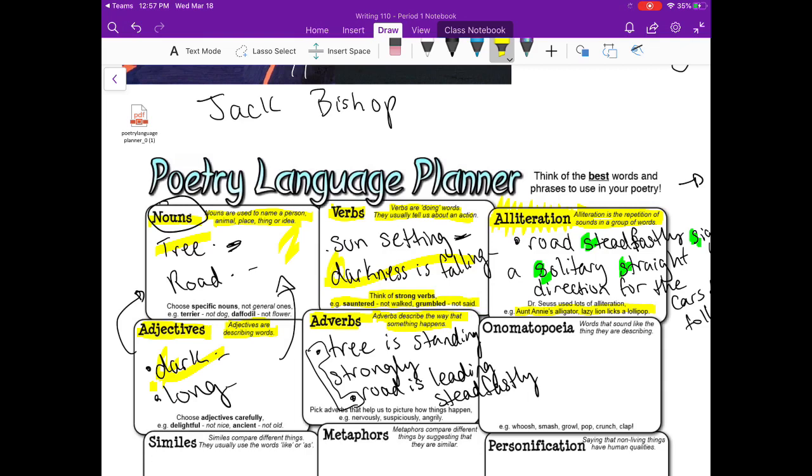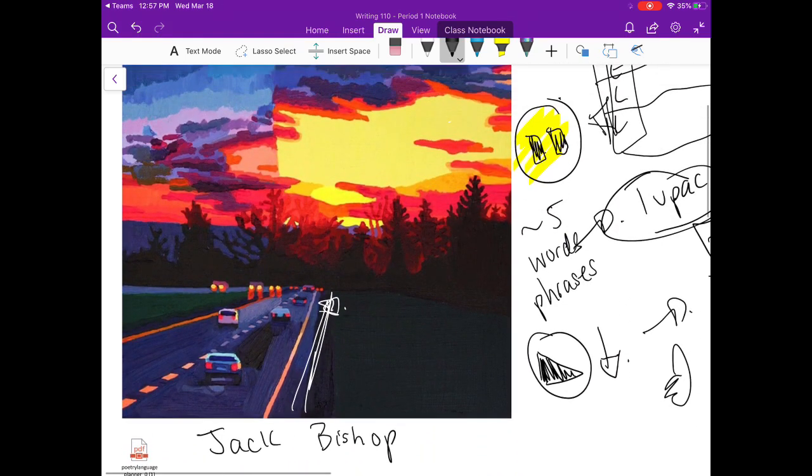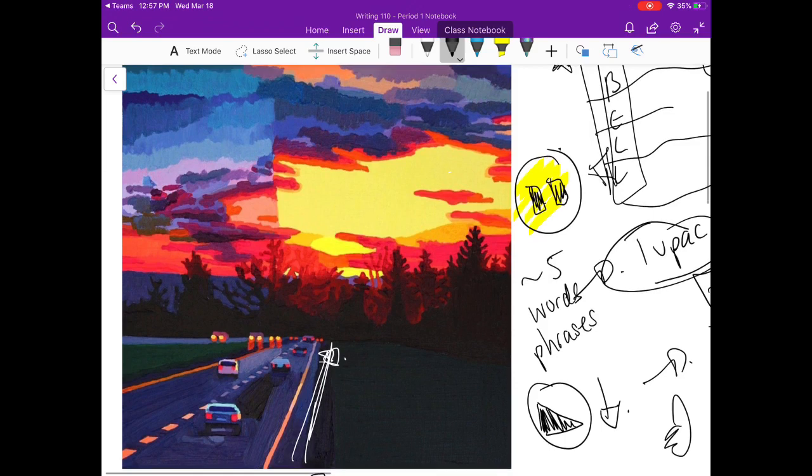Okay. Next one, onomatopoeia. Words that sound like the thing they are describing. These are like your boom, pow, right? Think about words that you could use to describe the photo that sound like what they are.